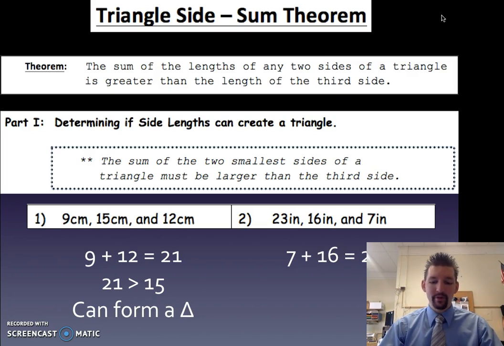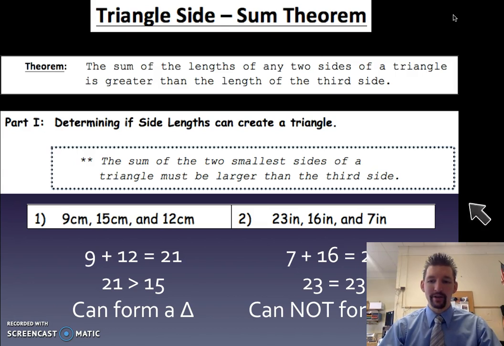The second example over here, we have 23, 16, and 7. So what we want to do is take 16 and 7, add them together. And I know my face is blocking this here, but it says 23. So we're asking ourselves, is 23 greater than 23? In this case, no, they're equal. So this cannot form a triangle. So that's the first part of the triangle side sum theorem, that if you add the two smallest sides together, they must be bigger than the third side.